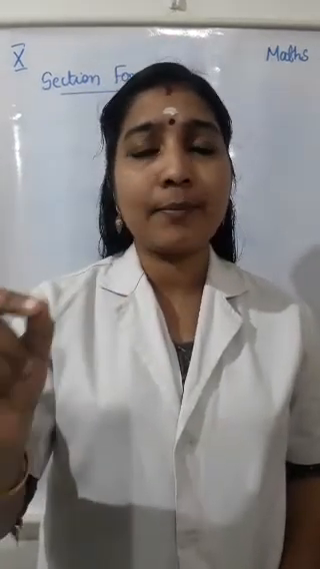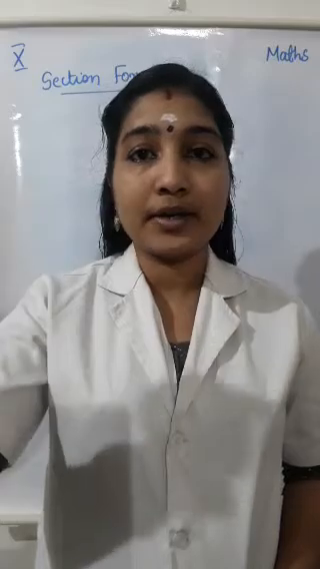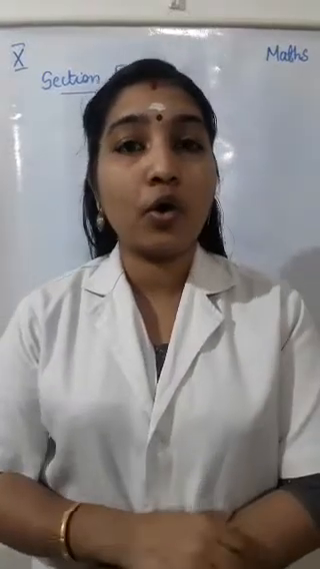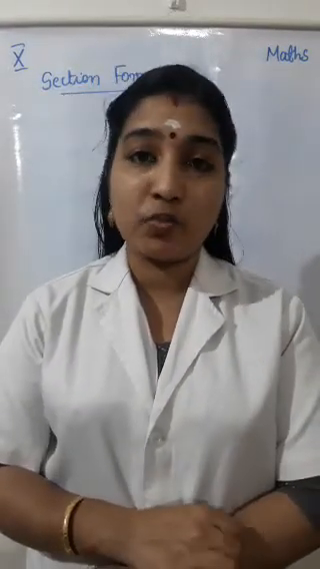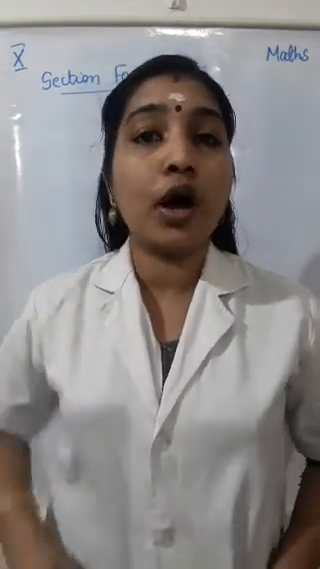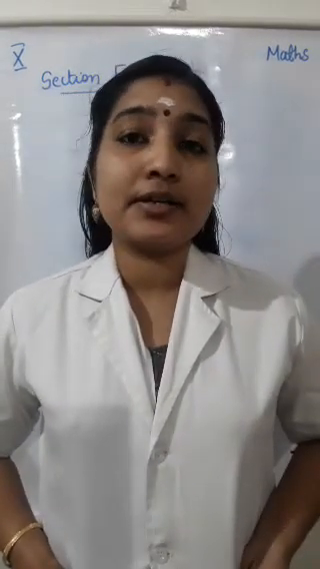The distance of a point from the origin: if the point is A (x, y) and the origin is (0, 0), then the length of the line OA is equal to root of x square plus y square. Today, let us discuss the section formula.